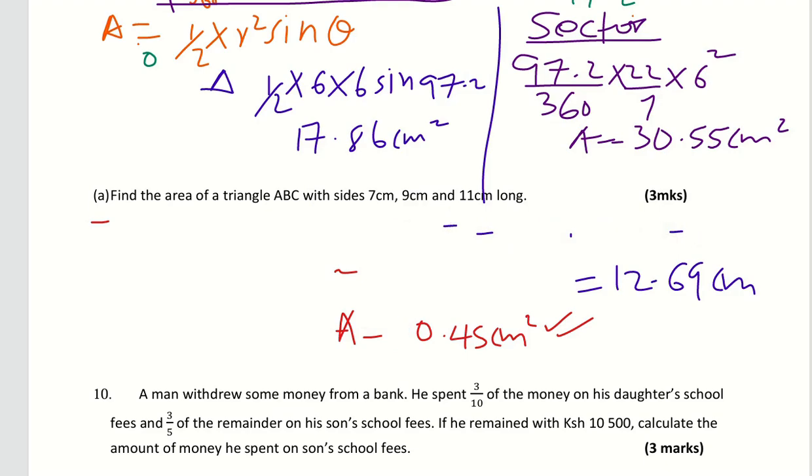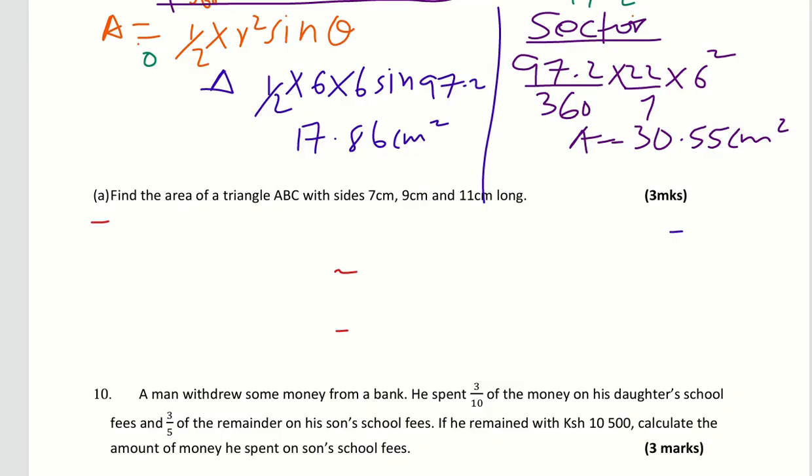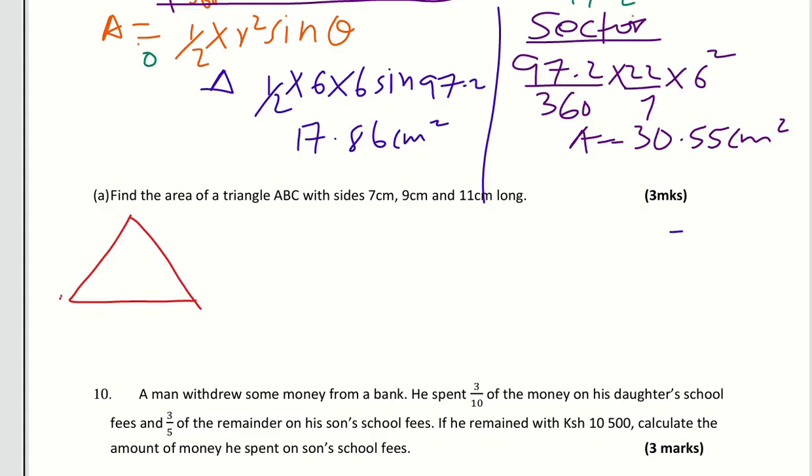You have another question here. You are told to find the area of a triangle with sides. Let's say this one is a triangle, A, B, and C, with sides 7 centimeters, 9 centimeters, and 11 centimeters.